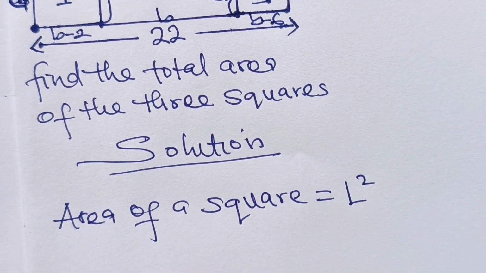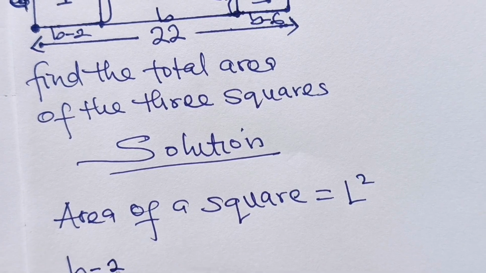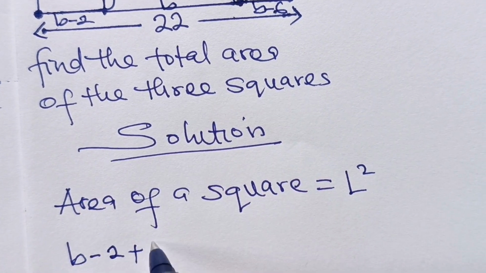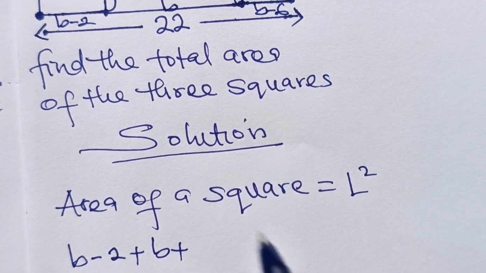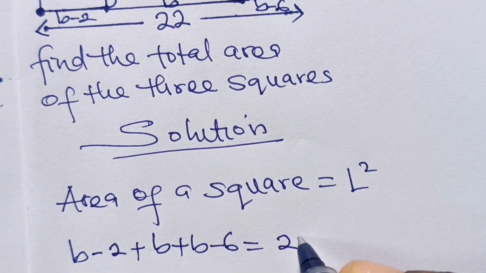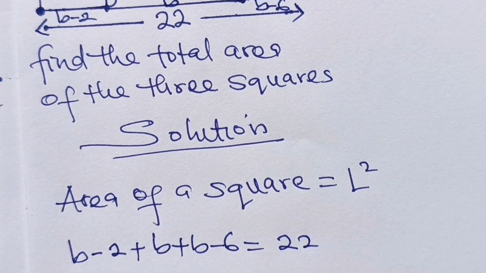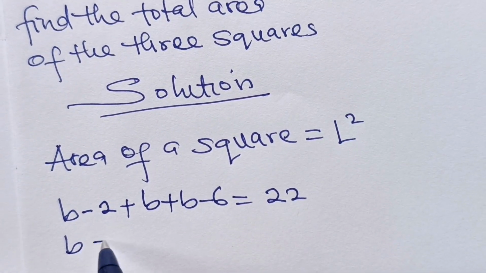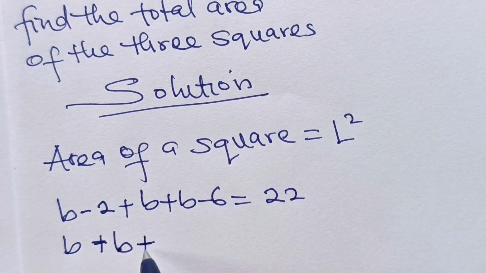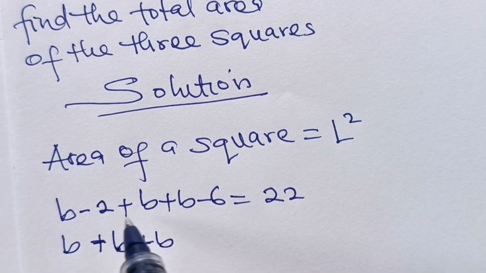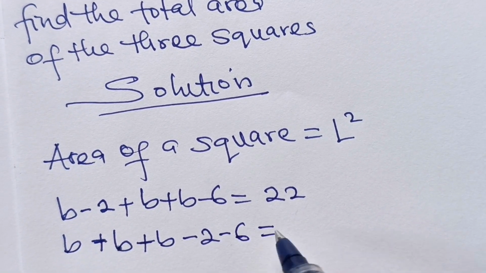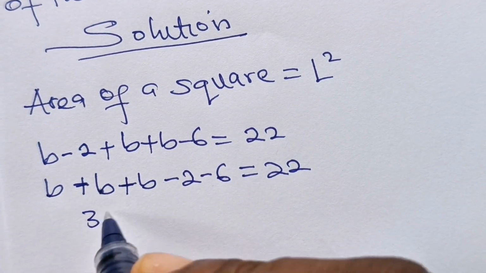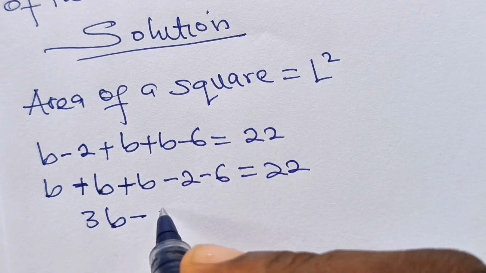So we can now write an equation: B minus 2, that is from here to here, plus B, plus B minus 6, everything is equal to 22. Now let us group them as like terms. We have B plus B plus B, then minus 2 minus 6, is equal to 22. B plus B plus B will give us 3B, minus 2 minus 6 will give us minus 8, is equal to 22.